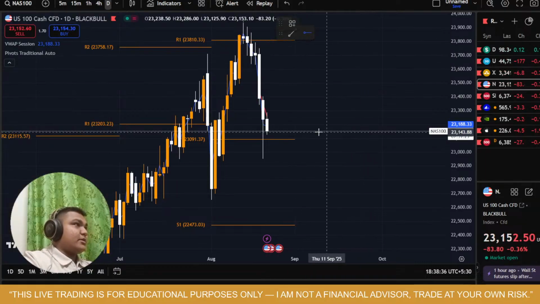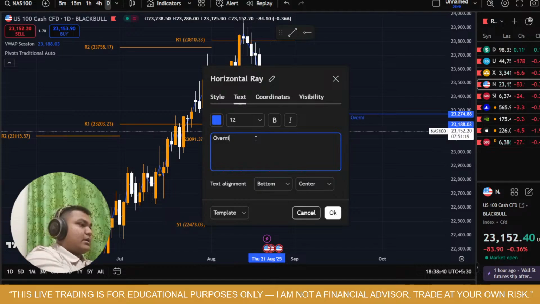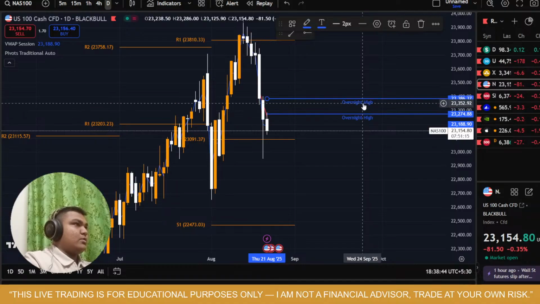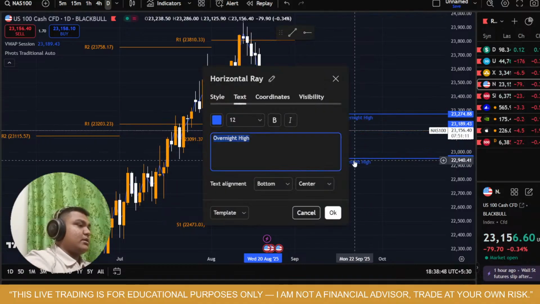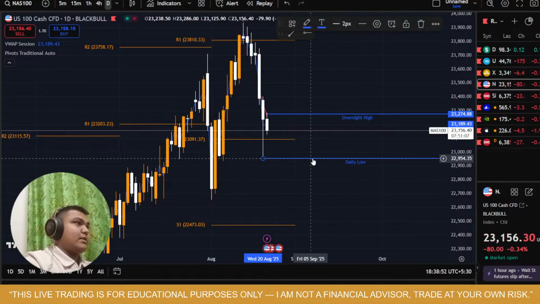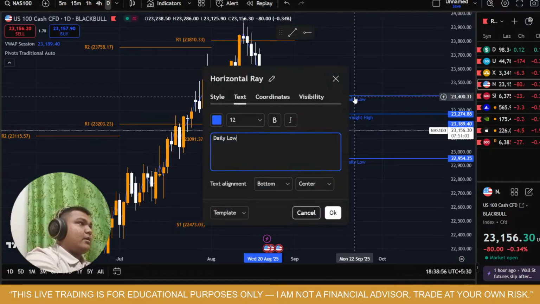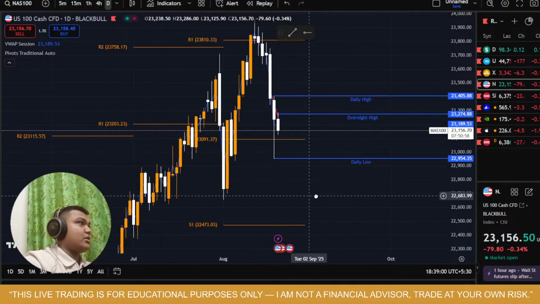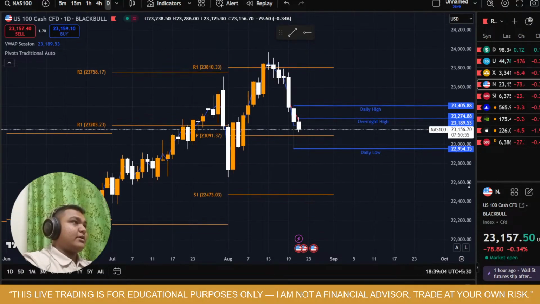So yeah, that's what it is. We have daily overnight highs, we have overnight lows, but I'm not marking that. It is already showing the previous day low, and we have the previous day high. We'll check how it will be going, good or not. We'll see how it will go.